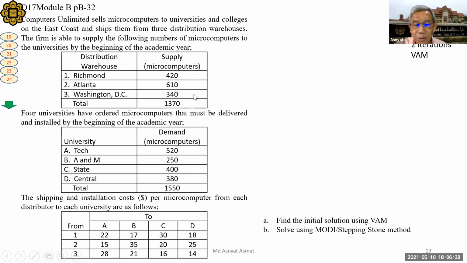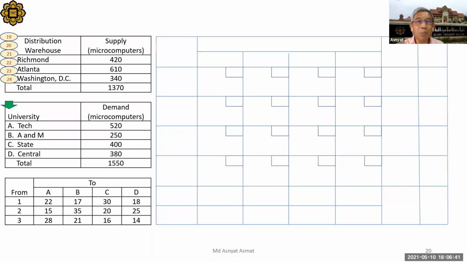Okay. Now use your next tableau. I think you have this format, 4 by 4: 1, 2, 3, 4. The third tableau, 4 by 4. Okay, let's just set it up. Now the supply from Richmond, Atlanta, Washington. And here, I think I put 1, 2, 3, 4 better.